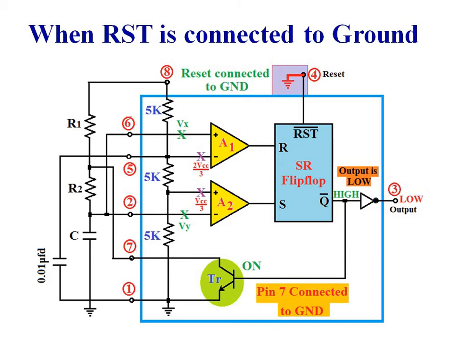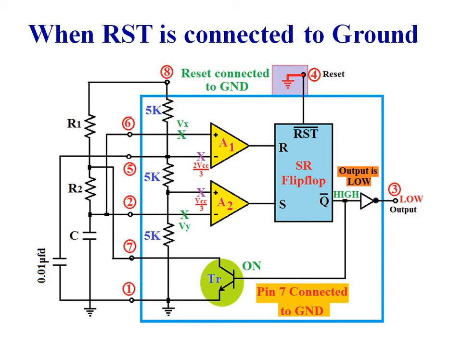Initially, let us consider the condition if 555 is in reset state. If pin number 4 is connected to ground, 555 is in reset state and pin number 4 of 555 is internally connected to the reset input of the SR flip-flop. We know that when SR flip-flop is in the reset condition, irrespective of the values of S and R, output Q is low or 0 and Q bar is high or 1.